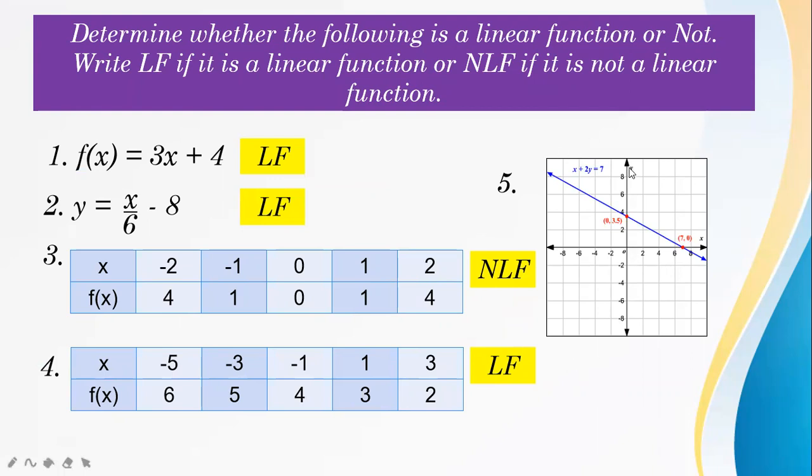Then number 5, we have this given graph, and therefore this graph is a linear function because it is not a vertical line and it is not a curved line. We have a straight line, and this example is a linear function.